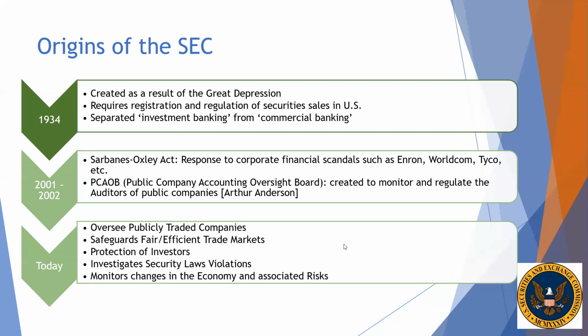Today, the SEC performs 5 main functions. They oversee publicly traded companies. They provide safeguards for fair and efficient trade markets. They protect investors. They investigate security law violations. And they monitor the changes in the economy and the associated risks. And what they usually will put out is a risk assessment that points out certain issues that are coming within the economy that could have adverse effects on publicly traded companies.